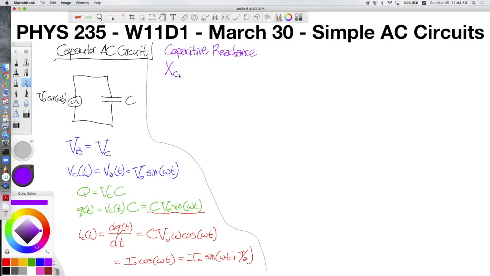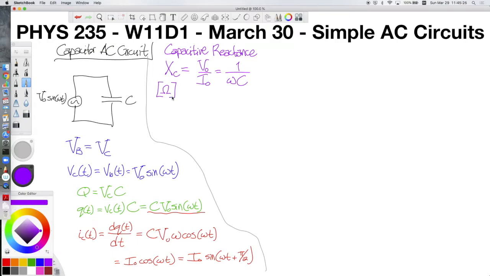Capacitive reactance is given the variable XC, and it's a lot like the resistance, but just for the capacitor, because we define it as V naught divided by I naught, which for this particular type of circuit is 1 over omega times C. Capacitive reactance is a lot like the resistance for a capacitor. It even has units of ohms.